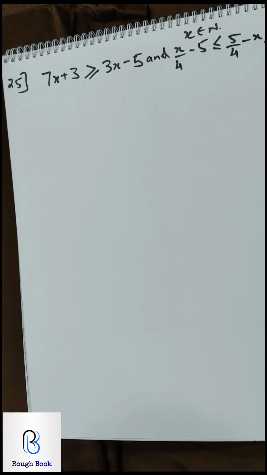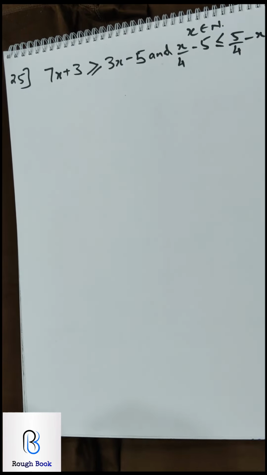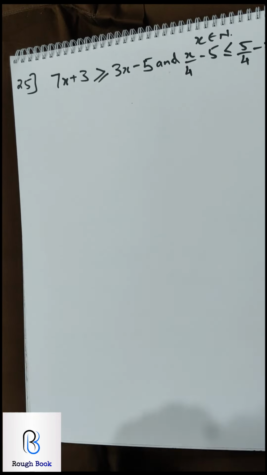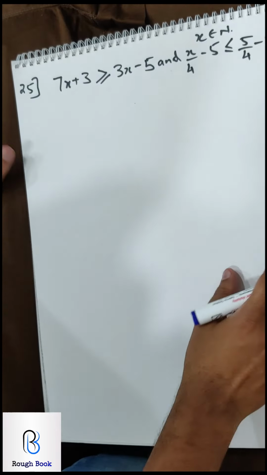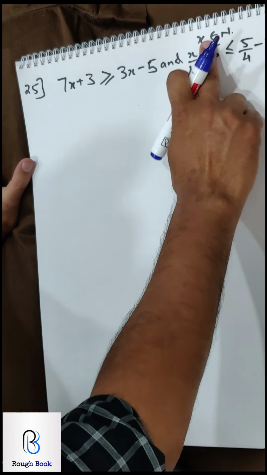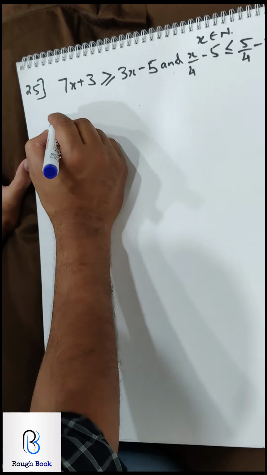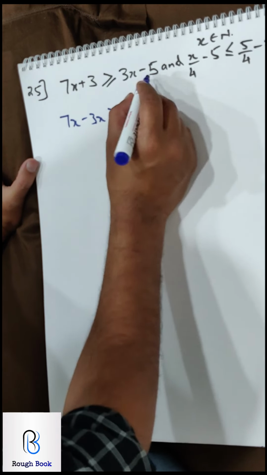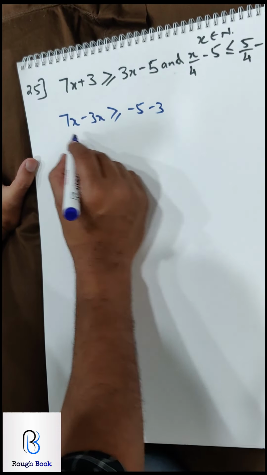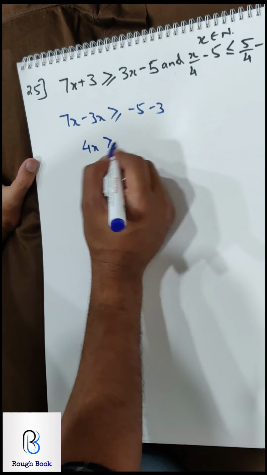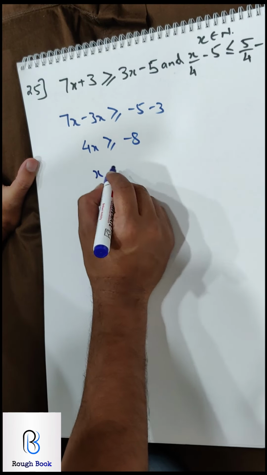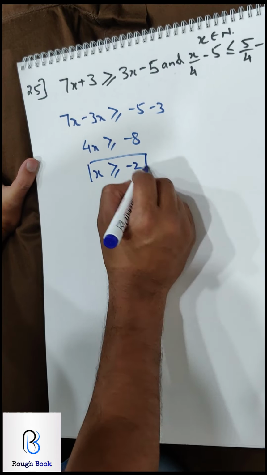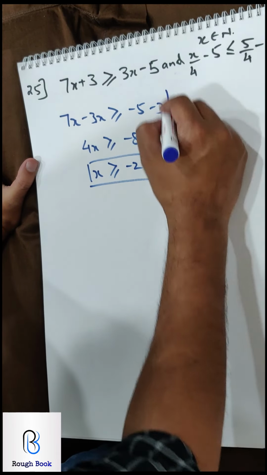Let's go ahead with the next one. I hope I am in the range of the video. Yeah, very much. So taking the first and the second part, here the word is and x belongs to natural number. So let's solve the first part. 7x minus 3x minus 5 minus 3. So I will get 4x minus 8. So x minus 2. So x is greater than minus 2.